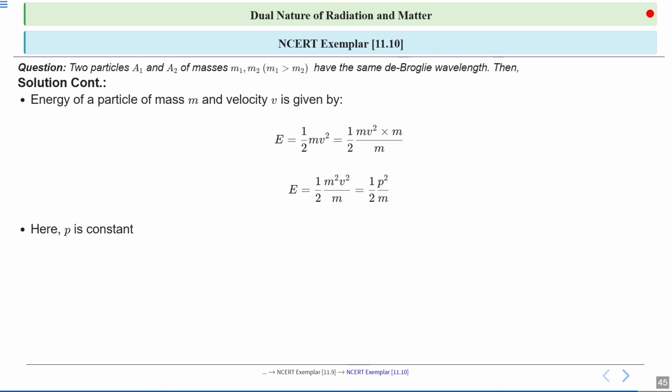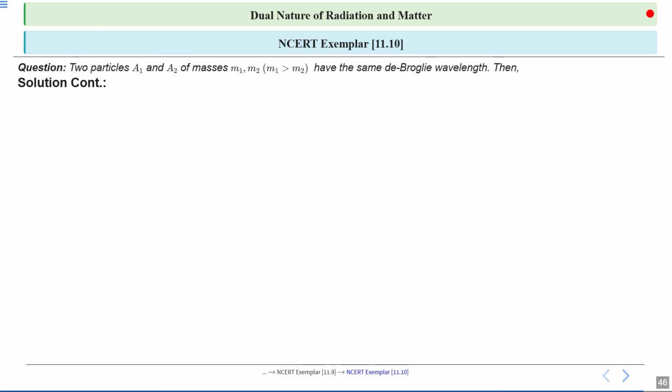At this point, it's important to note that momentum p is constant for both particles because they have the same de Broglie wavelength. Since de Broglie wavelength lambda is given by h upon p, if lambda is the same, p must also be the same for both particles regardless of their masses. Let's see how energy relates to mass when the de Broglie wavelength is the same. The formula tells us that energy is inversely proportional to the mass, so E is proportional to 1 divided by m. This means that as the mass increases, the energy decreases, assuming the wavelengths stay constant.